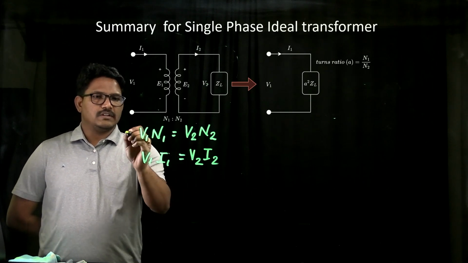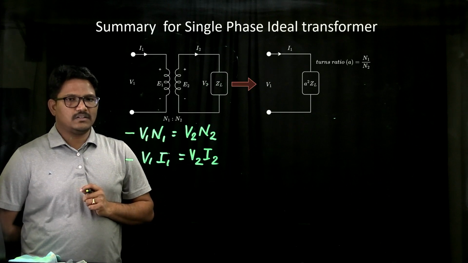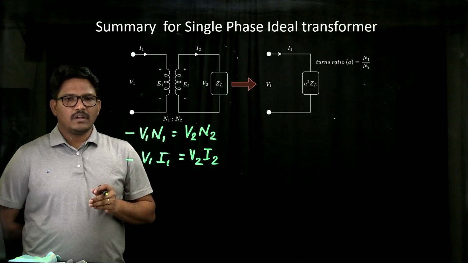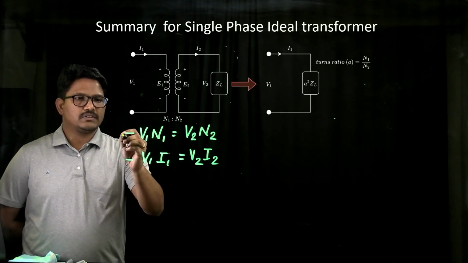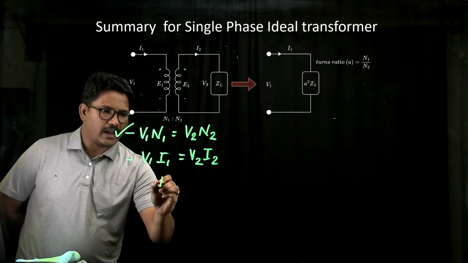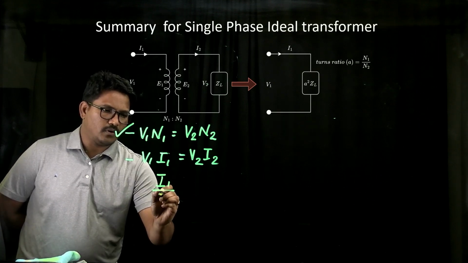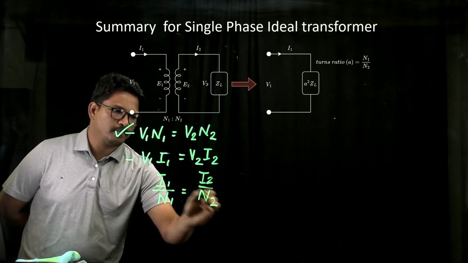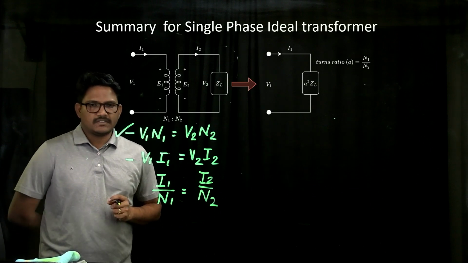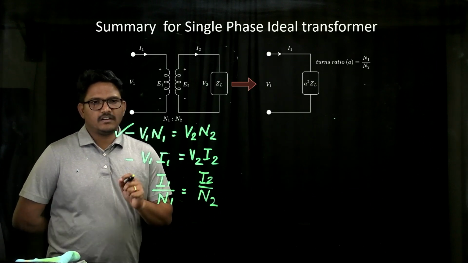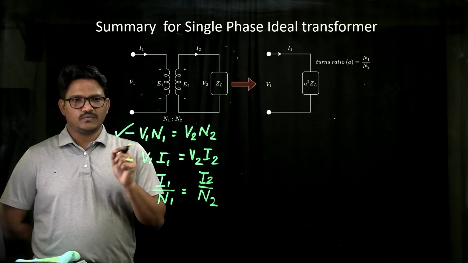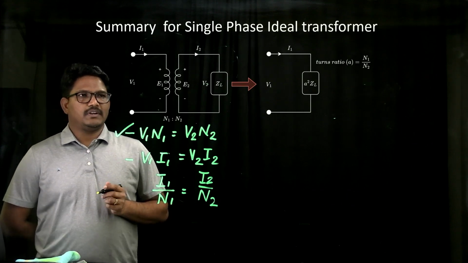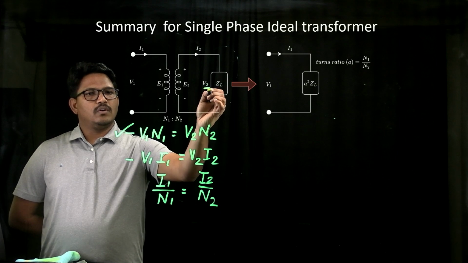From these two equations, we can clearly understand that the currents on the primary of the transformer and secondary of the transformer are related exactly opposite to that of this equation. I1 upon N1 is exactly equal to I2 upon N2. These are the three fundamental relations that we have in the case of a single phase ideal representation of the transformer.